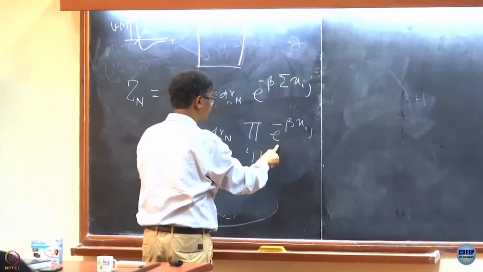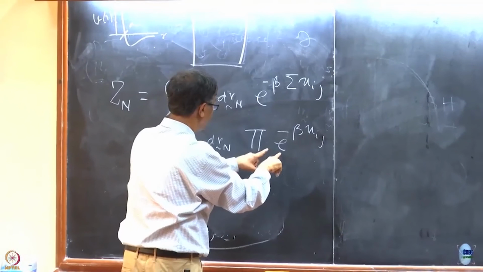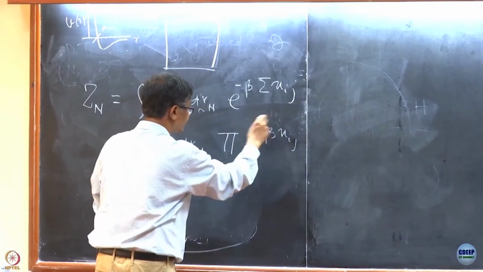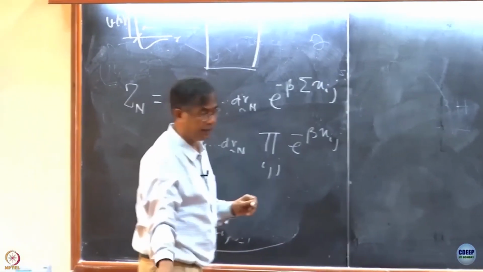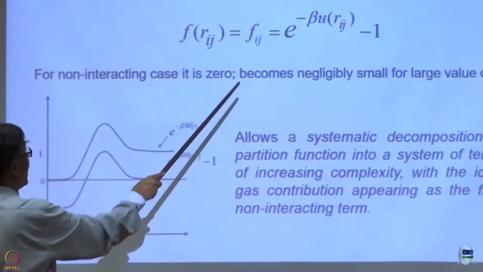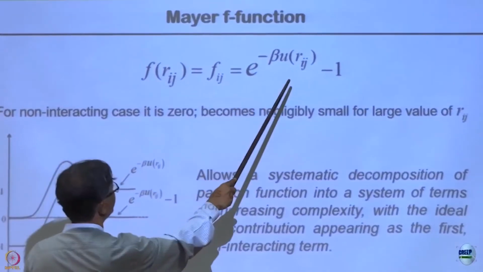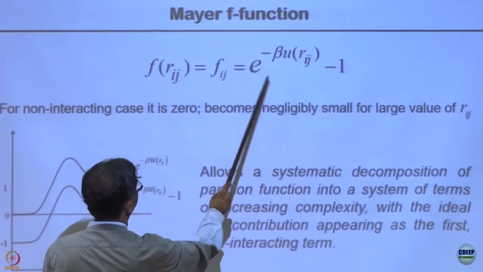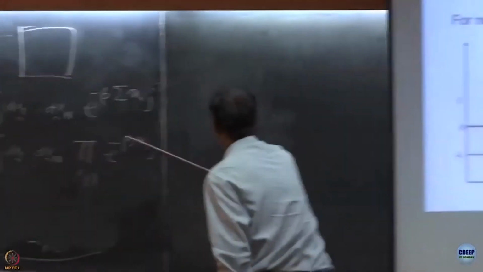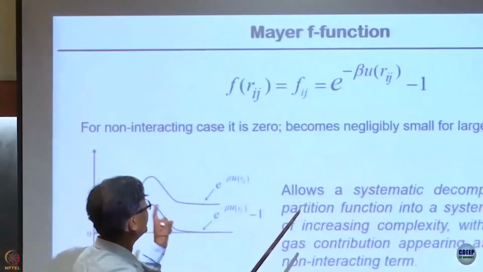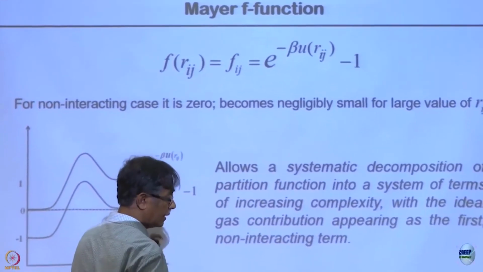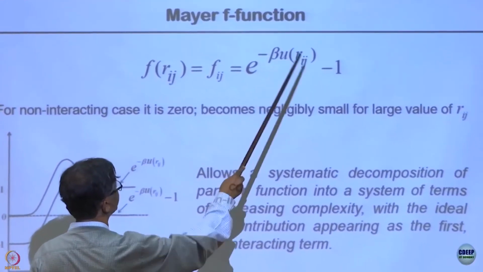So Mayer then did the following trick. Listen carefully to what Mayer did. He said, okay, this is the difficult part. I introduce the function f, which is the Mayer function. This simple mathematical trick means that I have to replace e to the power minus beta u rij here. This is a beautiful trick actually. It does two deep things, and as I told you, this is essentially the start of the graph theoretical language in physics and chemistry.